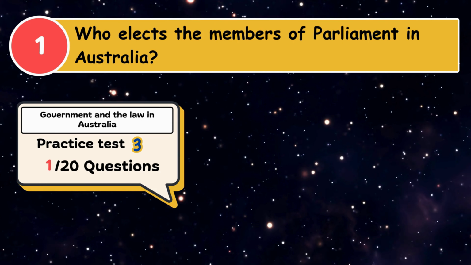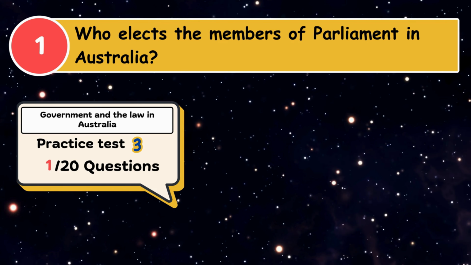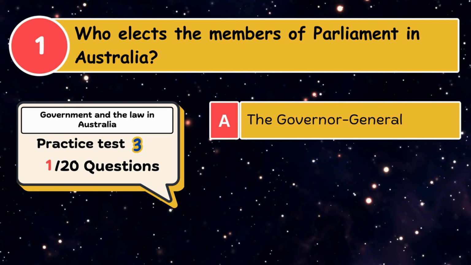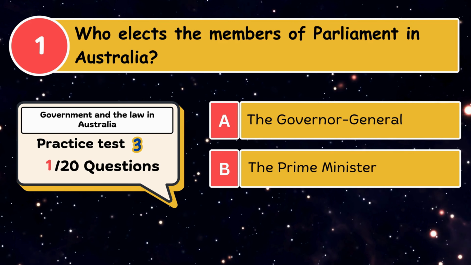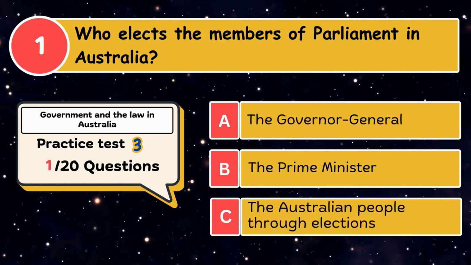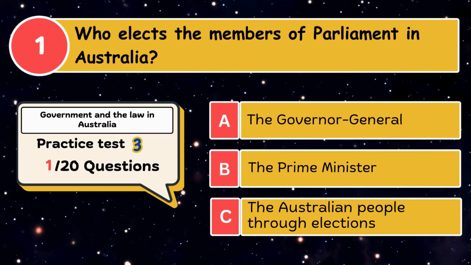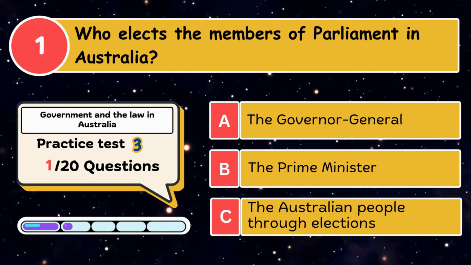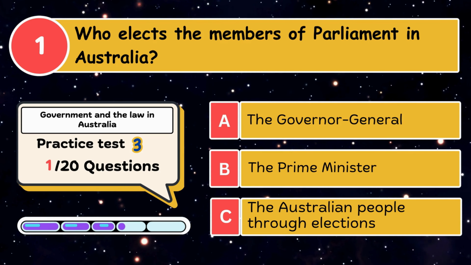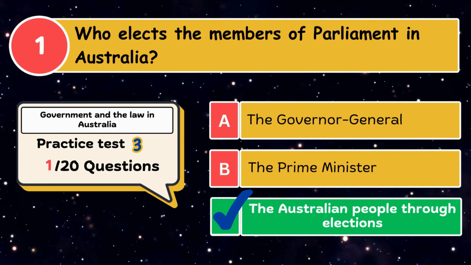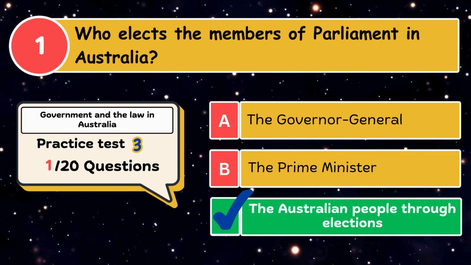Who elects the members of Parliament in Australia? A. The Governor-General. B. The Prime Minister. C. The Australian people through elections. The correct answer is the Australian people through elections.